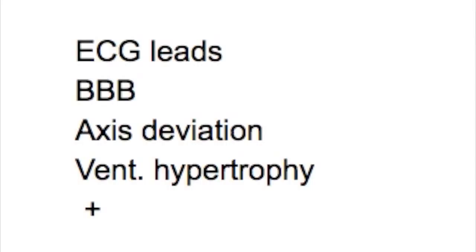We have done so far up to the AV node, and the next in the line is QRS complex. But before we discuss QRS complex, there are a few important topics related to the QRS complex: number 1, the ECG leads; number 2, the bundle branch block; number 3, the axis deviation; and number 4, ventricular hypertrophy.